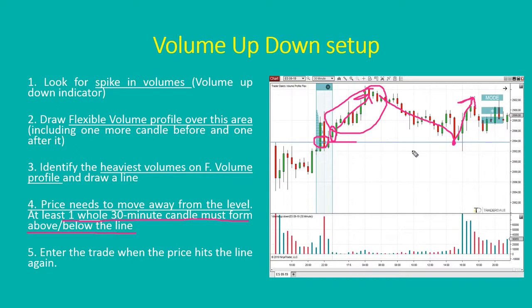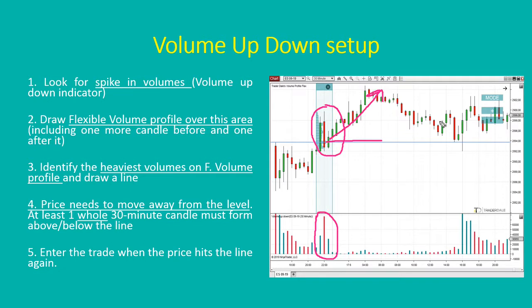For example, when I traded on Eurodollar, I traded with a 10 pip stop loss and a 10 pip profit target. The logic behind this setup is basically that you see that something unusual is happening. Big players are entering the market. You see it on the volume up-down indicator. Then you go into the flexible indicator and you identify at what price level those big guys were entering the market. So it was this level. Then you wait and you see where those big guys pushed the price. So they pushed it upwards.